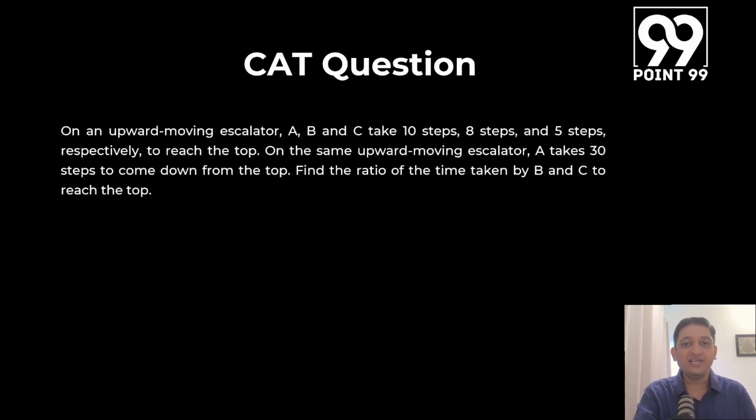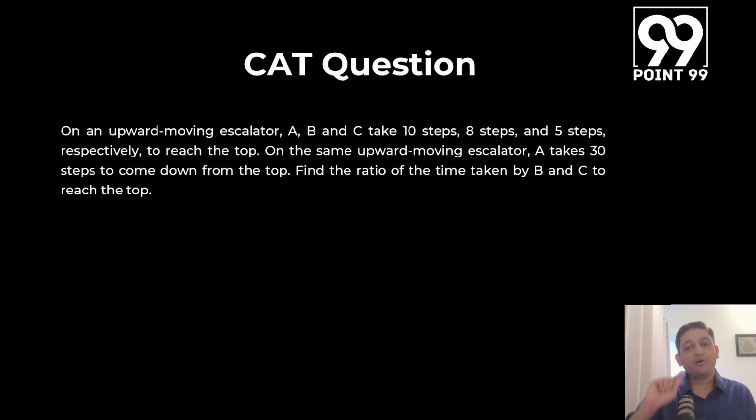On an upward moving escalator, A, B and C take 10 steps, 8 steps and 5 steps respectively to reach the top. Escalator चल ही रहा है. In the first case, when A is walking, the escalator is functional for 10 seconds or till the time A takes 10 steps. Second case के अंदर जब B 8 steps लेता है उतने ही time के लिए escalator is functional, and when C takes 5 steps उतने ही time के लिए the escalator is functional.